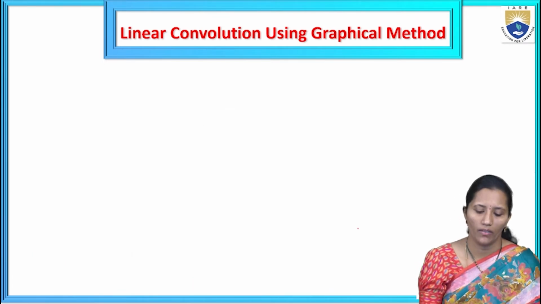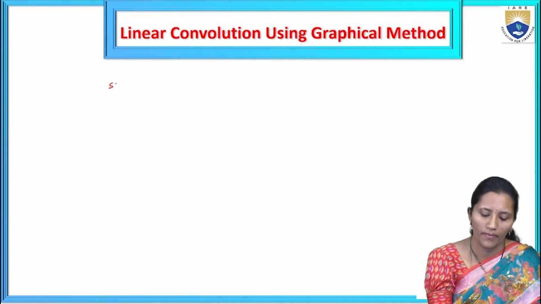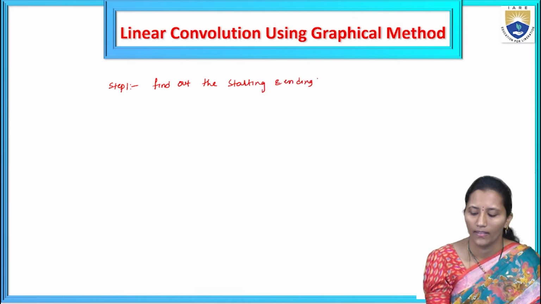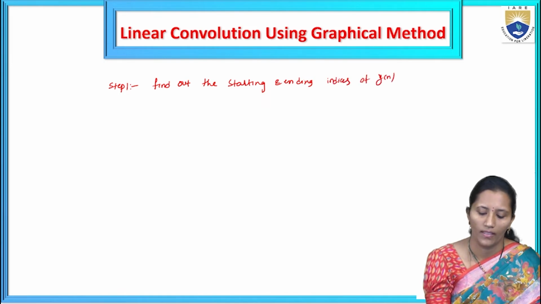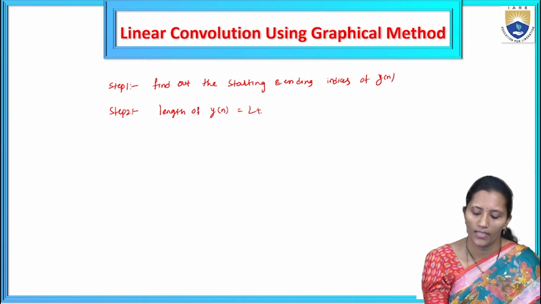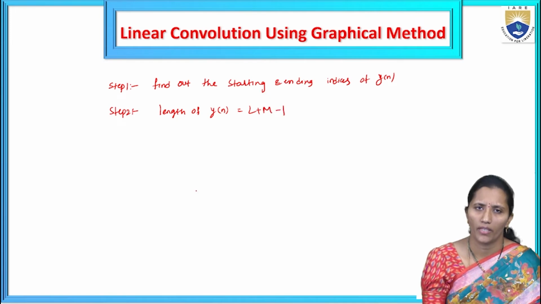So what are the steps we are doing in the graphical method? In step 1, find out the starting and ending indexes of y of n. In step 2, we have to find out the length of y of n. The length of y of n is L plus M minus 1, where L is the number of samples in x of n and M is the number of samples in h of n.